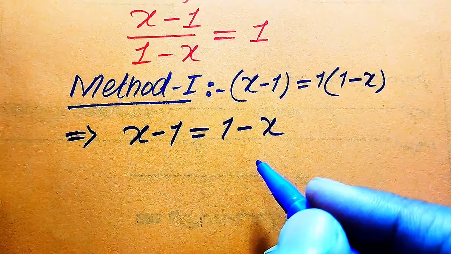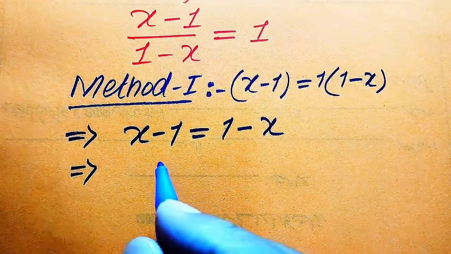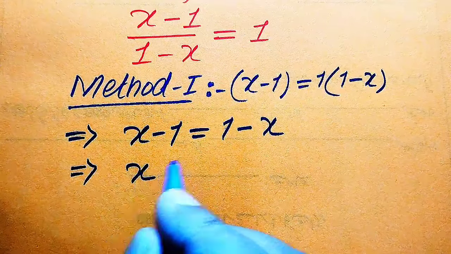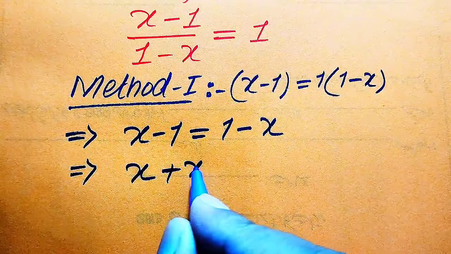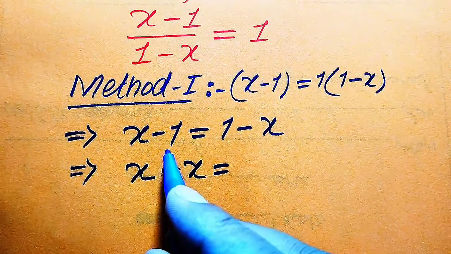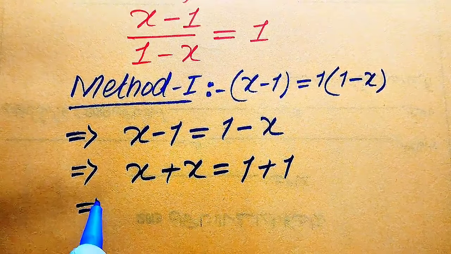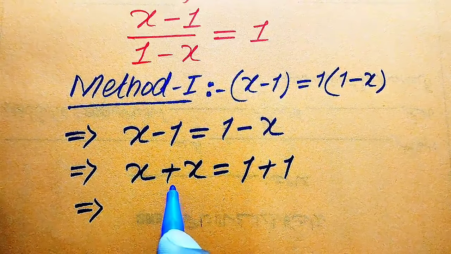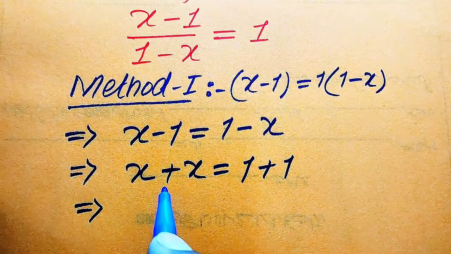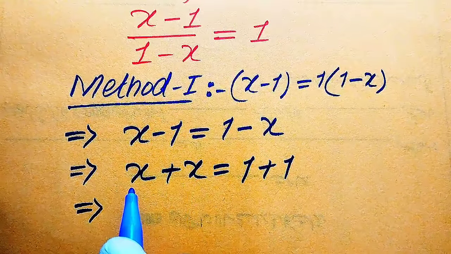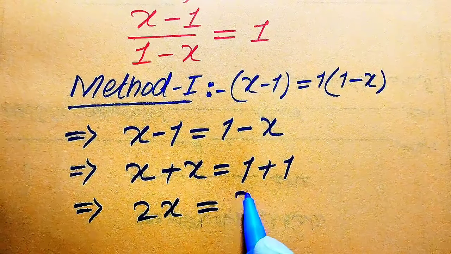And further, because our target is to find the values of x, we move this minus x from the right hand side to the left hand side. When we move this minus x from right to left, it becomes plus x, and x plus x is equal to, when we move the minus 1 to the right hand side, it becomes plus 1. Now you see these are two same variable terms added to each other, so we need to add the coefficients of both of these terms, and its coefficients are 1, so we get x plus x becomes 2x, and here we have 1 plus 1 becomes 2.